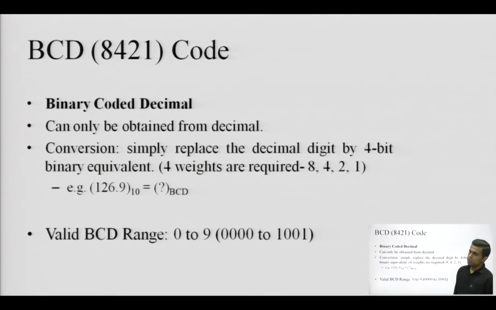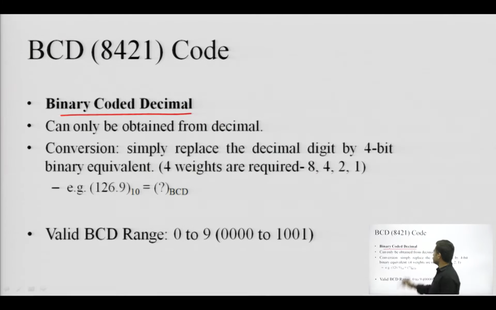This is the 8421 code, which is also known by the name BCD code. BCD stands for binary coded decimal. It is very simple to obtain: if I code each decimal digit in 4-bit binary representation, I will get the BCD number. This is the conversion rule. It is stated that conversion is simply to replace the decimal digit by its 4-bit binary equivalent. To do that, I will require 4 weights, and these 4 weights are 8, 4, 2 and 1.